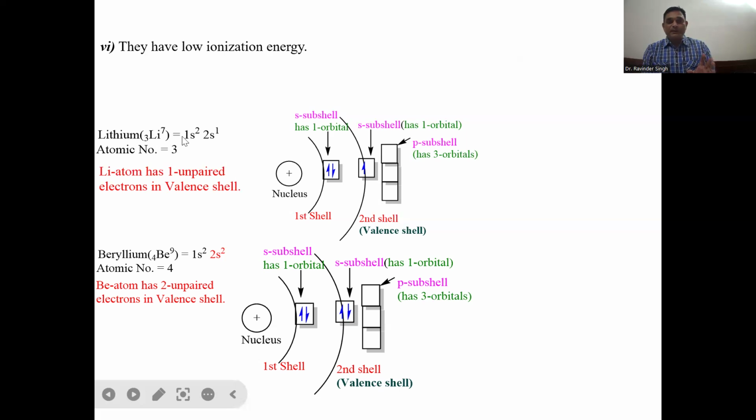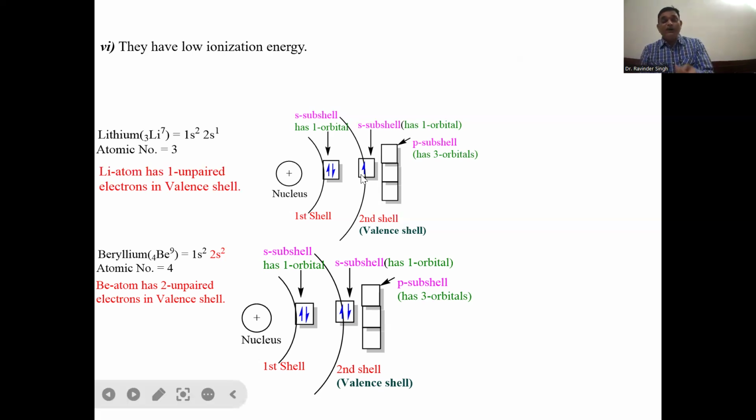Assume that lithium is present in the gaseous state. We have already converted it into the gaseous state. Now, what amount of energy are we providing to remove that valence electron from that isolated gaseous atom? That is called the ionization energy. Because that energy will be very low. Why will that energy be very low?